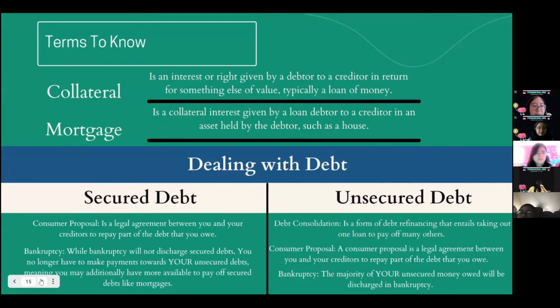Secure debt, consumer proposal, is a legal agreement between you and your creditors to repay part of the debt that you owe. Bankruptcy. While bankruptcy will not discharge secured debts, you no longer have to make payments towards your unsecured debts, meaning you may have more available to pay off secured debts, like mortgages. Unsecured debt consolidation is a form of debt refinancing that entails taking out one loan to pay off many others.